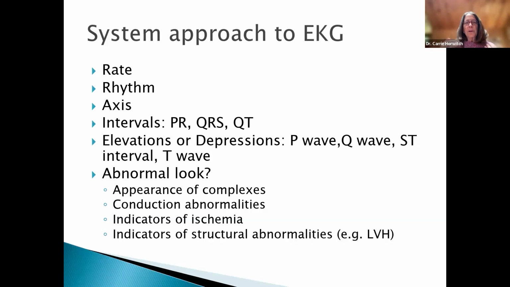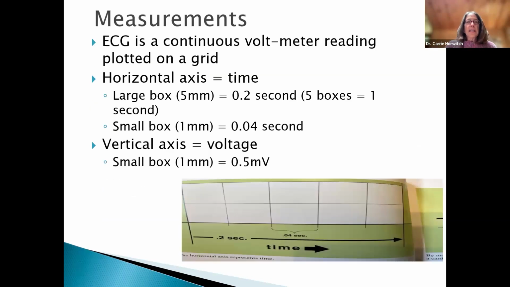And that's where you might need to say something's wrong here. Now I need to put on my thinking cap and say, well, what could that be? Is it perhaps just a premature atrial contraction or a premature ventricular contraction? Or is there really something about this? Could there be a sinus arrhythmia or something like that? So that's the other. So rate, rhythm, axis, intervals, elevations, depressions, and then anything else. Next slide.